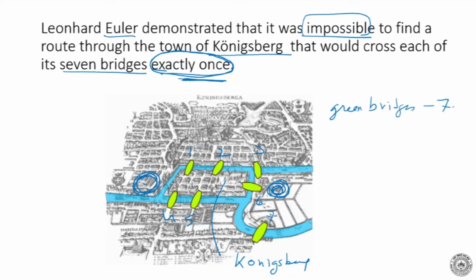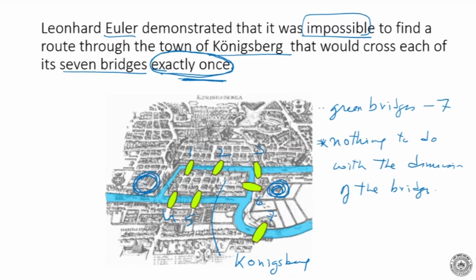Now this problem has nothing to do with the dimensions of the bridges. Okay, this is something that you should note very, very clearly, that there are 7 bridges here, and this problem has nothing to do with the dimension of the bridges. So the bridge is small or big, it doesn't matter. And this is essentially what topology is talking about, that this has nothing to do with the dimension of the bridges. Okay, it essentially has to do with the topology of the space we are talking about.